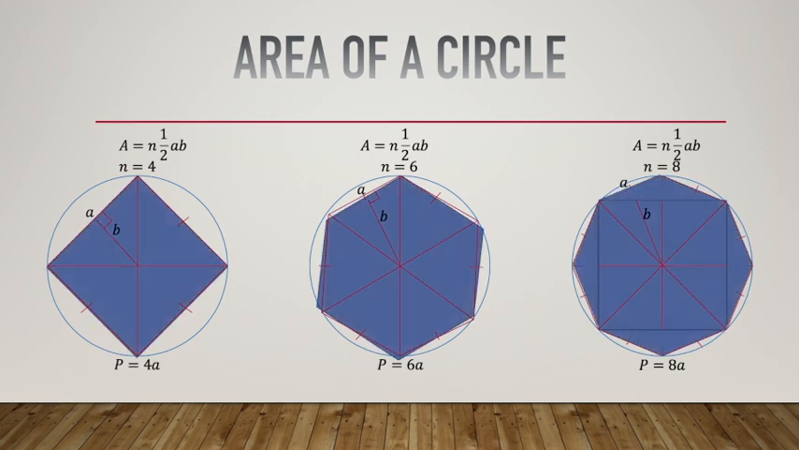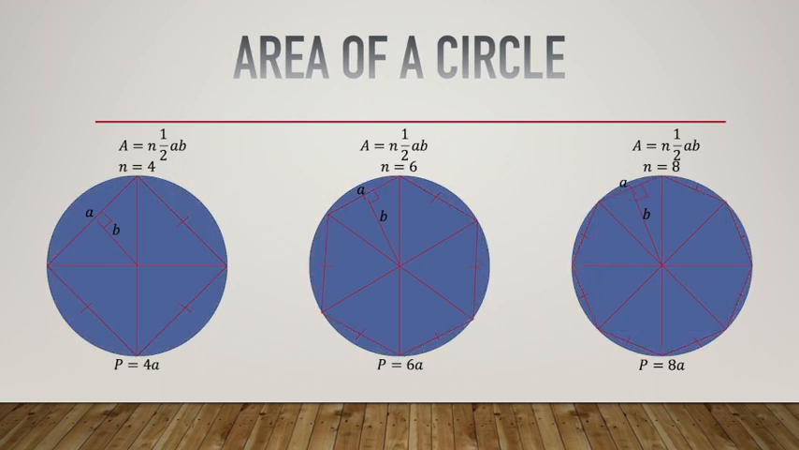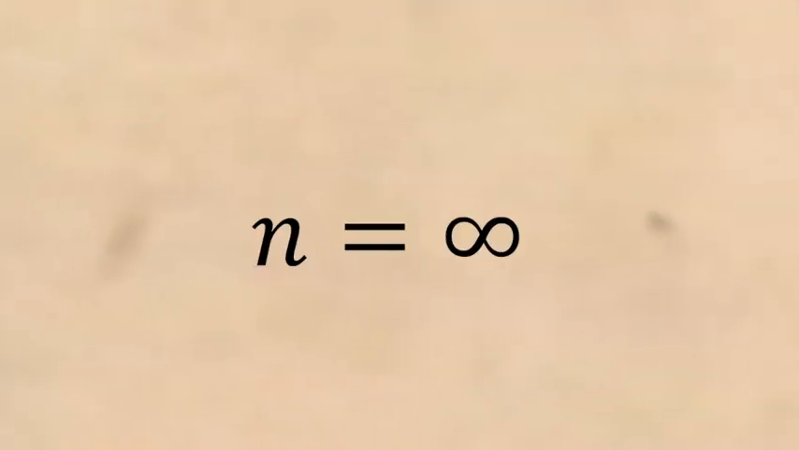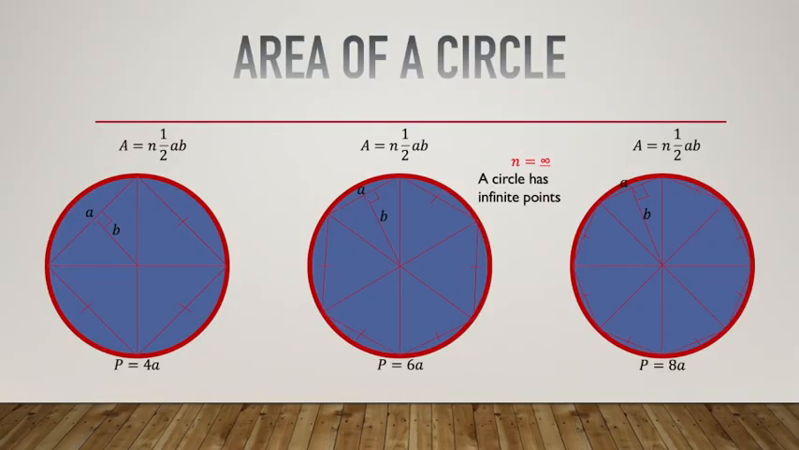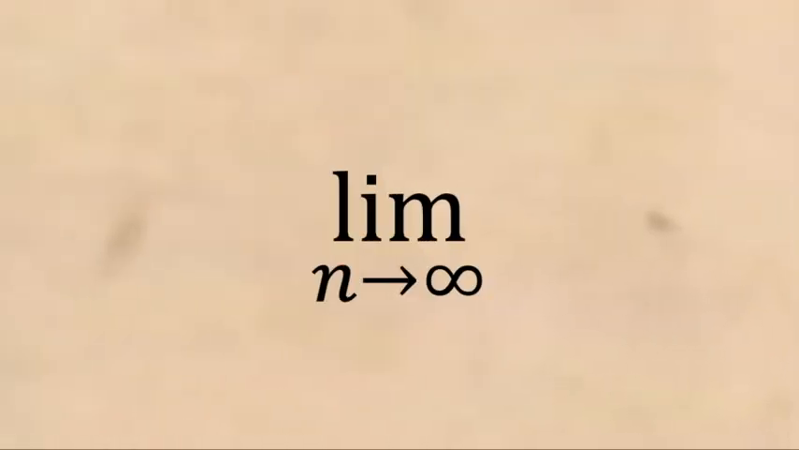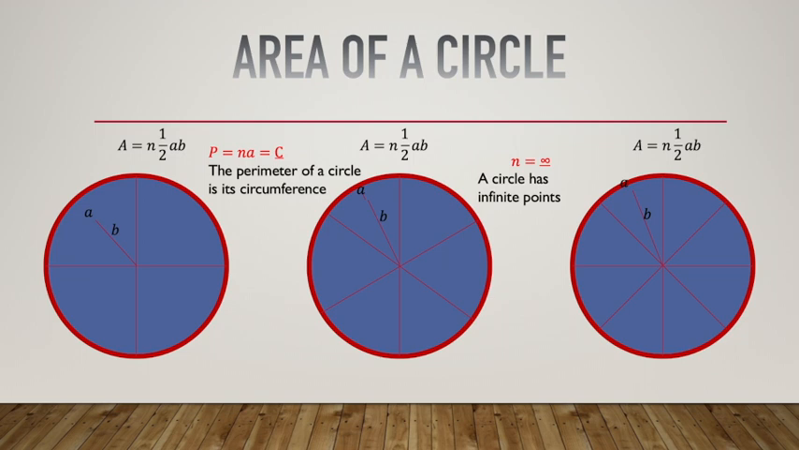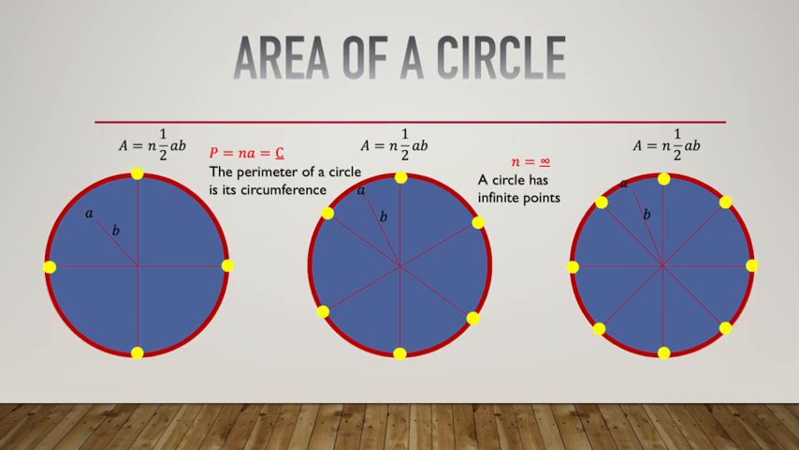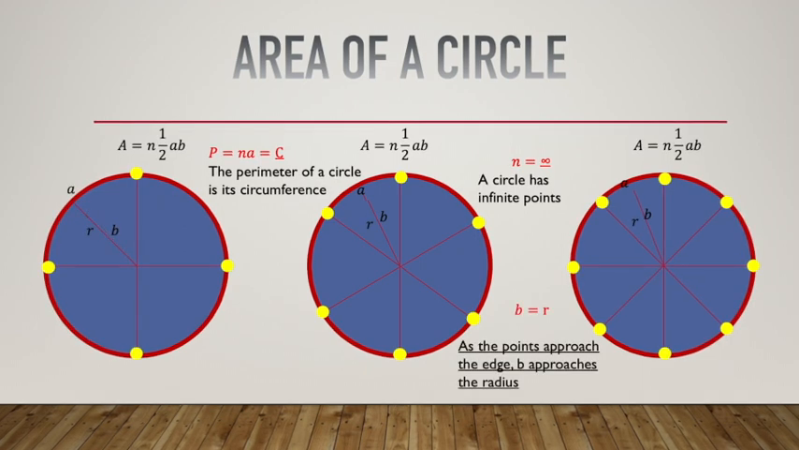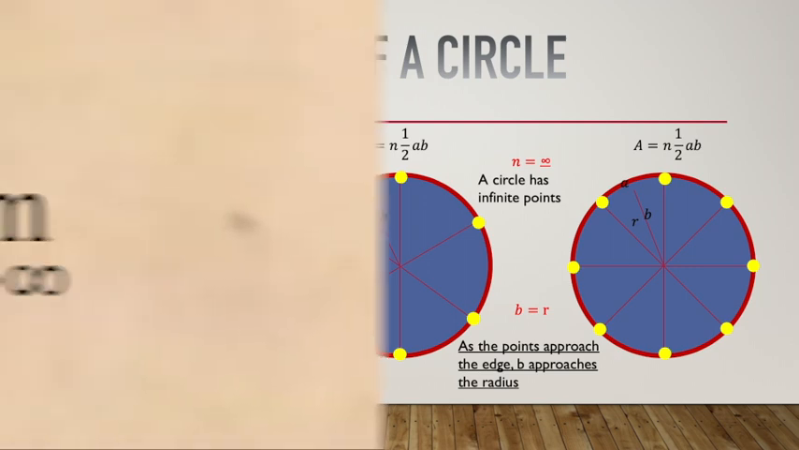What we want is the area of the circle. In this case, we can define a circle as a shape with an infinite number of points on its circumference. So as n, the number of points, approaches infinity, we find that the perimeter approaches the circumference because the perimeter has an infinite number of points. As the length A shortens with each added triangle, we see that B approaches the radius as the 2 points that define the length A converge towards a point.